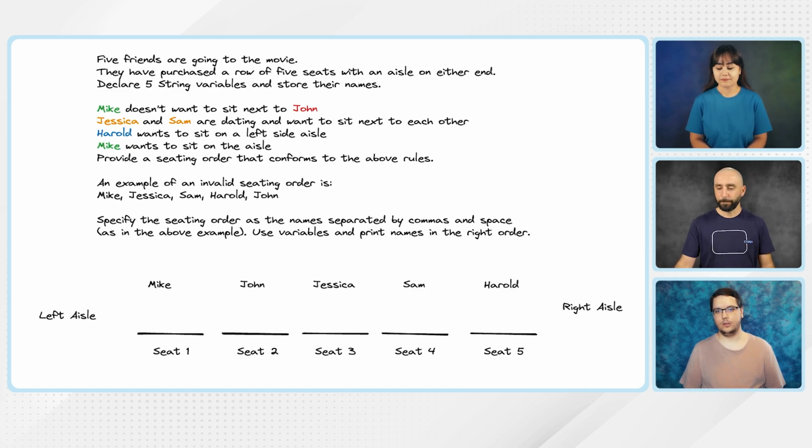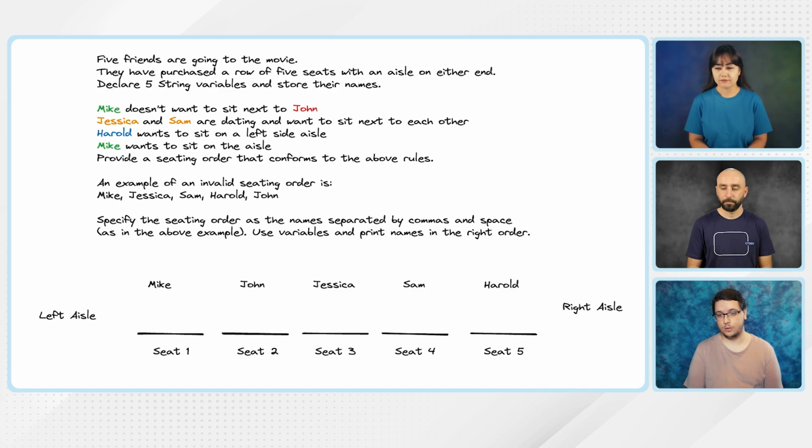Okay, so it says 5 friends are going to the movie. They have purchased a row of 5 seats with an aisle on either end. Declare 5 string variables and store their names. I see. So right now there are 5 people, right? Mm-hmm. And we are gonna create 5 string variables and store their names. Okay, and let's see what it wants more.